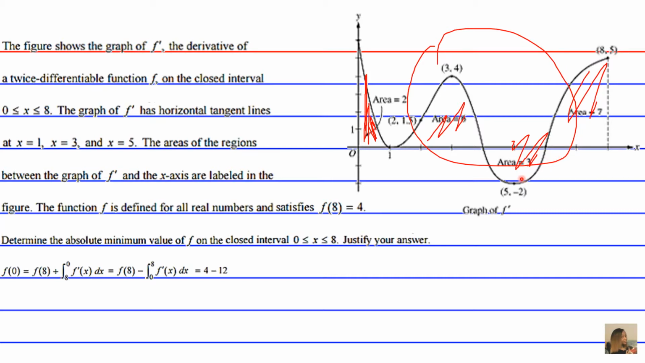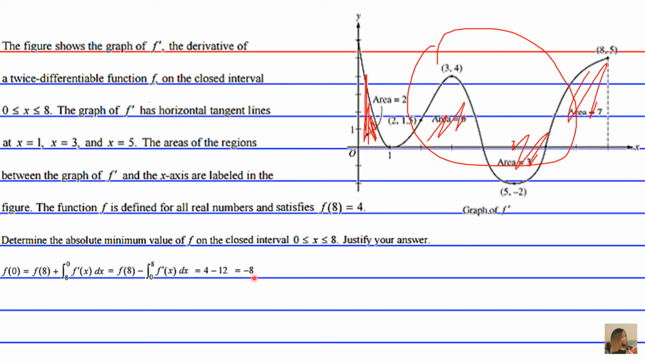So when we do that, we're left with f of 8, which we're told is equivalent to 4, minus 12, and this 12 comes from 7 plus 3, okay, which is going to be equivalent to 10. Okay, actually, no, scratch that.